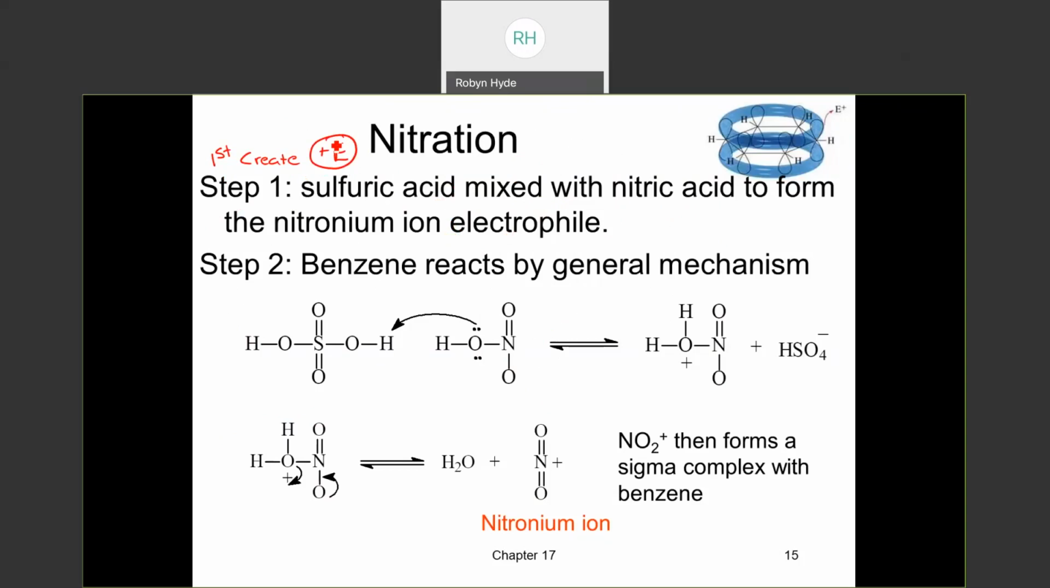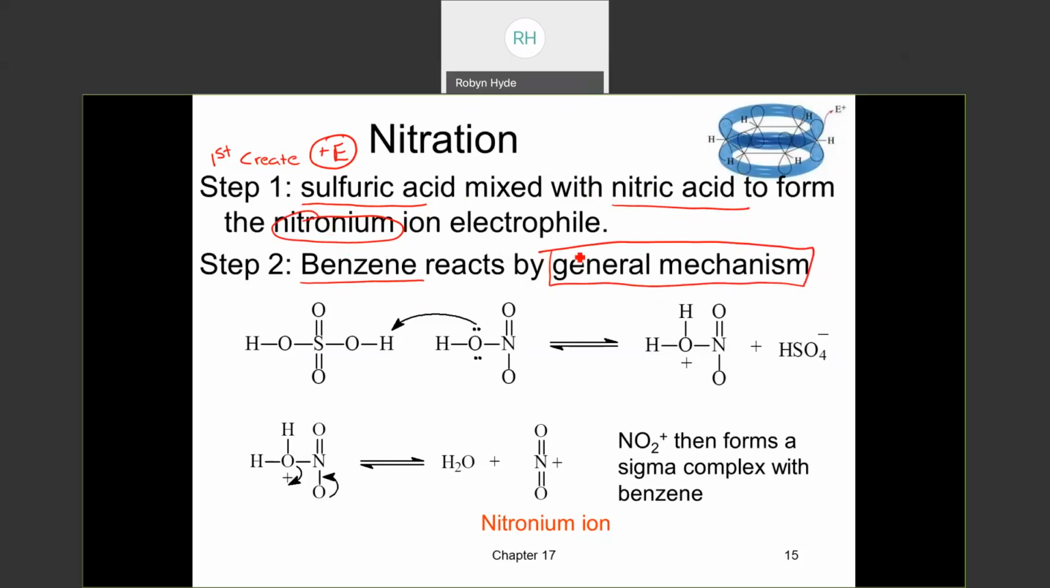For nitration, we have 2 steps. So let's go through the words and then we will draw it out. So in the first step, we are going to mix sulfuric acid and nitric acid, and we're going to get a nitronium. And then after that, our benzene will react following the general mechanism that we have learned.